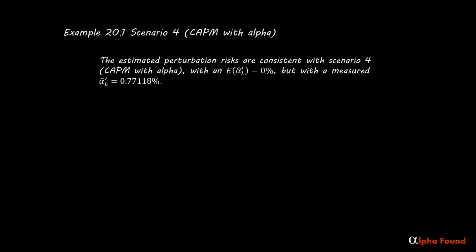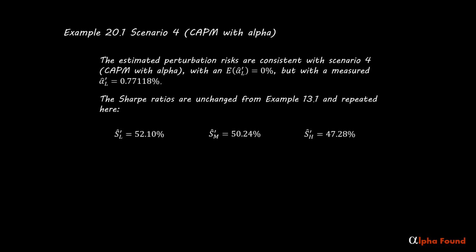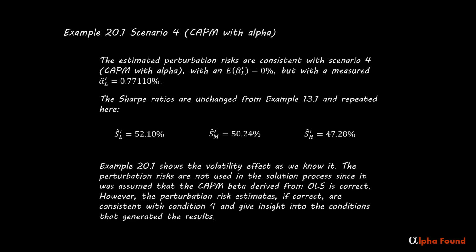The estimated perturbation risks are consistent with scenario 4 with an expected alpha of 0%, but with a measured alpha of 0.77118%. That is, if the expected low CAPM alpha is correct, then the excess risk-adjusted return is also correct. The Sharpe ratios are unchanged from example 13.1 and repeated here. Example 20.1 shows the volatility effect as we know it.